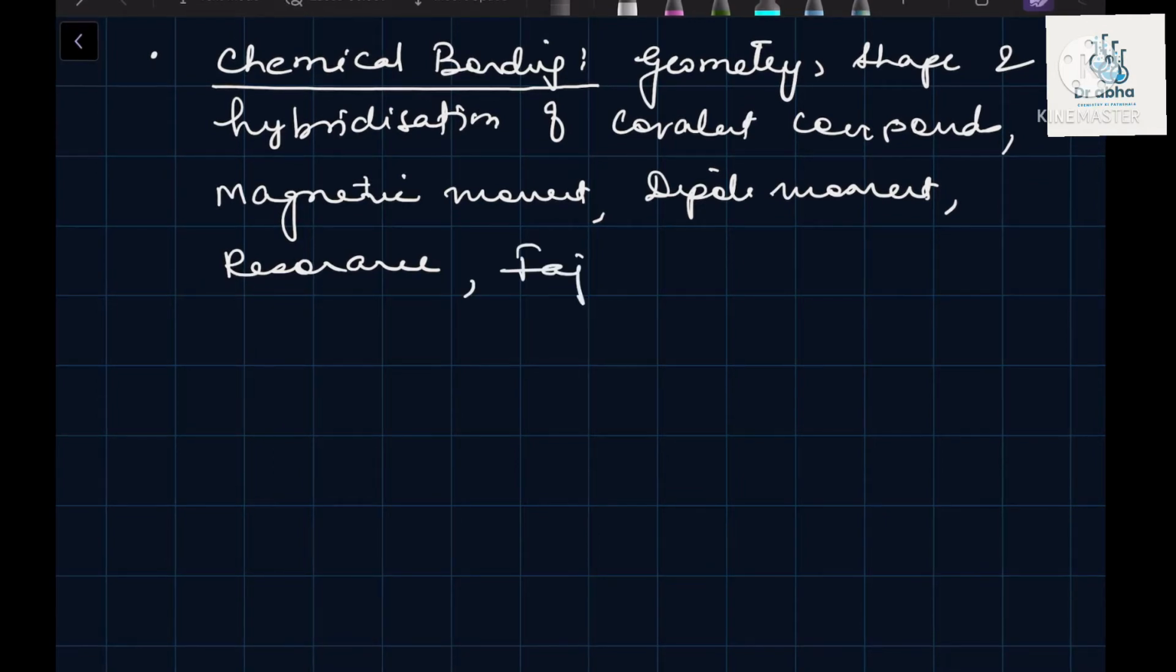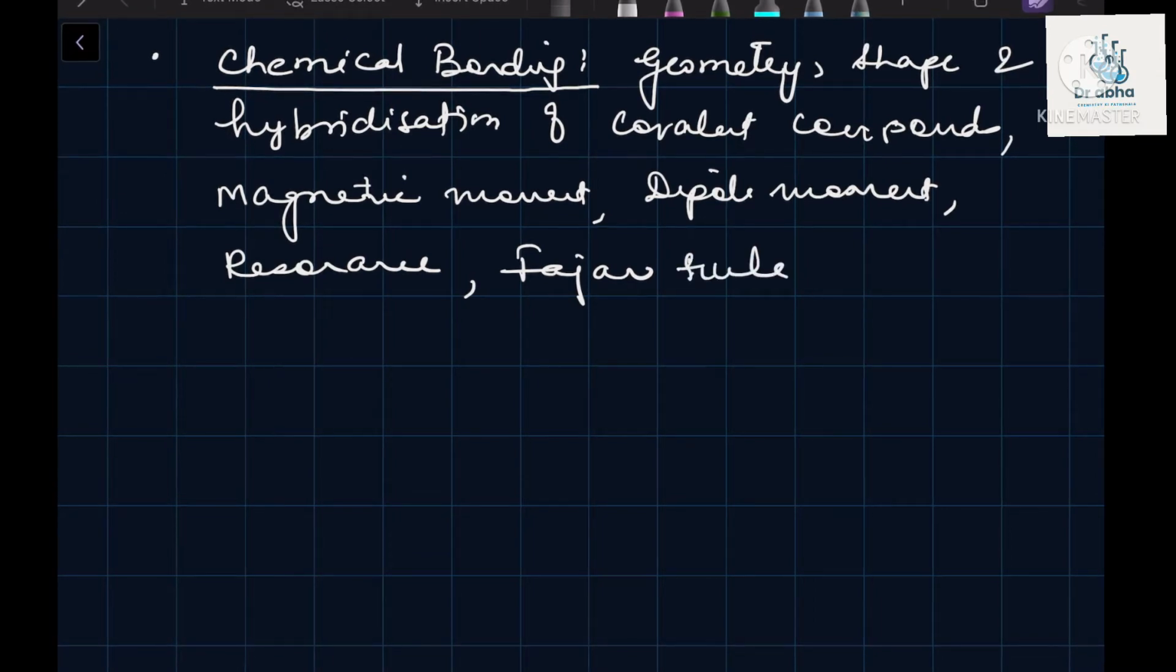Fajan's rule. Fajan's rule talks about the ionic character of covalent compounds and vice versa. Very important rule, and we'll keep repeating it in class 12. Bond order, how to find out bond order.